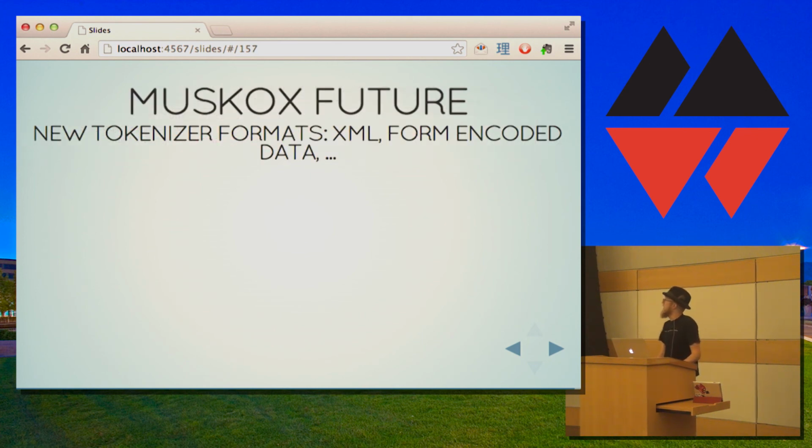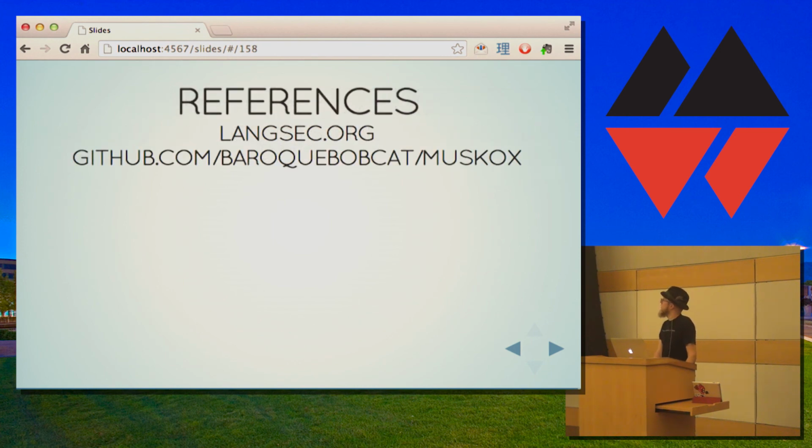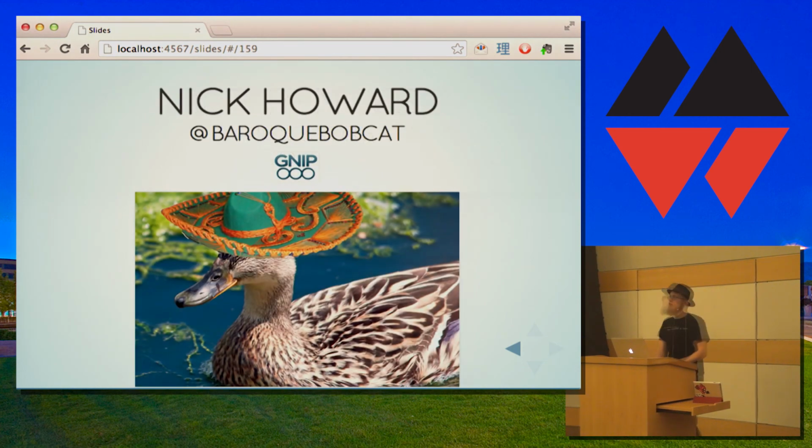There's a lot of work left to be done on it, so I would like to make it so that you can swap out form data processing and XML processing and all of the other kinds of interesting inputs that Rails applications and other Ruby applications tend to receive from the internet. Because I feel like the validator backend part could be used for anything that you expect to turn into hashes and arrays. If you want to learn more about langsec, you can go to langsec.org. There are a lot of links to good talks that go into a lot more depth than I did. And if you want to check out Muskox, it's on GitHub.